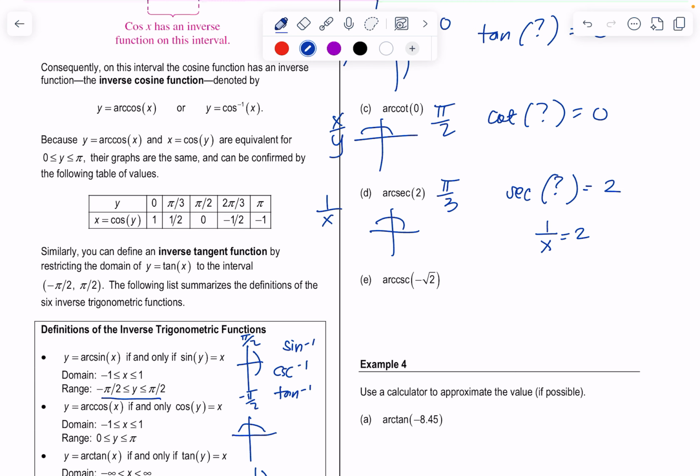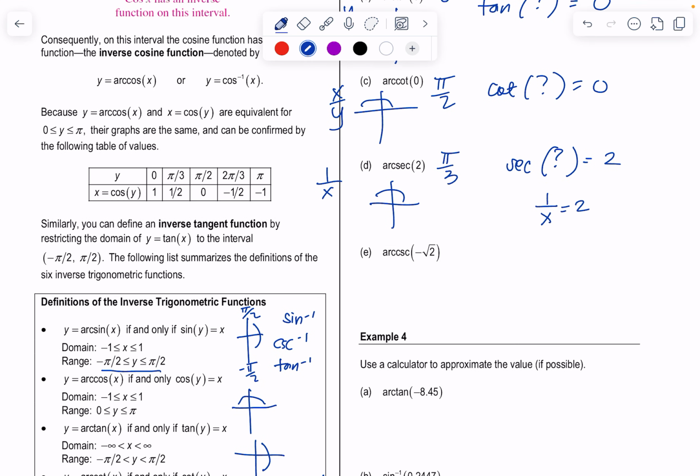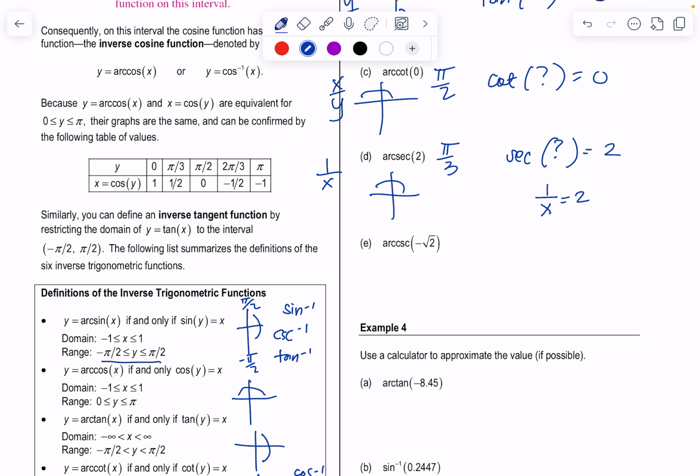Okay, so let us multiply x on both sides. So you have 1 equals 2x, divided by 2. So we're looking at x equals 1/2. So we're looking at what angle has an x of 1/2.